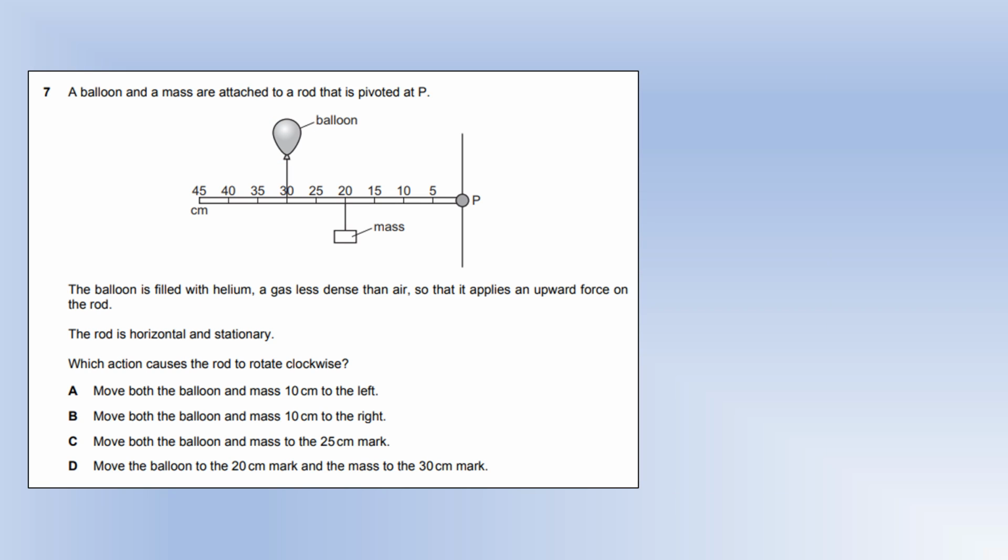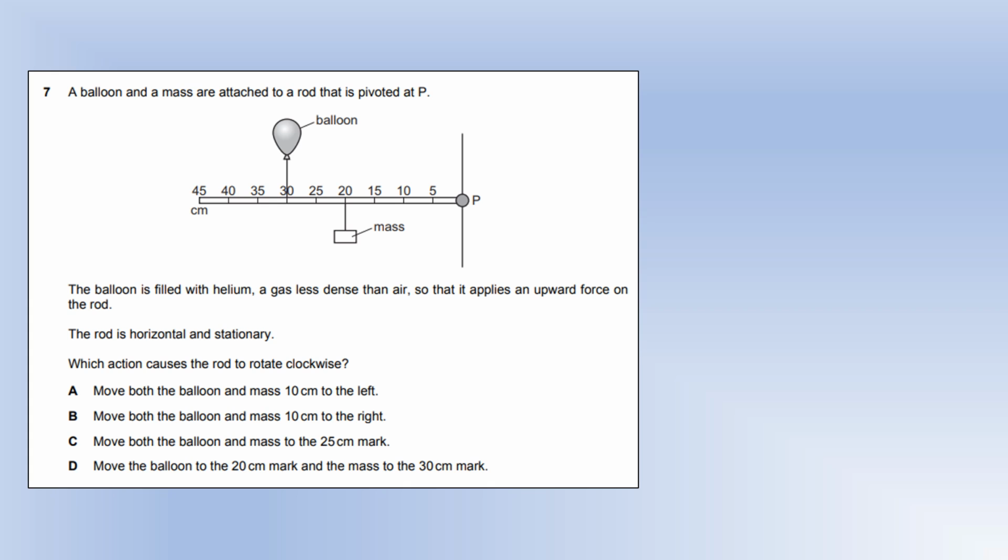So a balloon and a mass are attached to a rod that is pivoted at P. The balloon is filled with helium, a gas less dense than air, and that means there's going to be an upthrust force on the balloon, which in turn is going to apply an upwards force to the ruler, or the rod as it's called. So the rod is horizontal and stationary, so it's in equilibrium. So what action causes the rod to rotate clockwise?